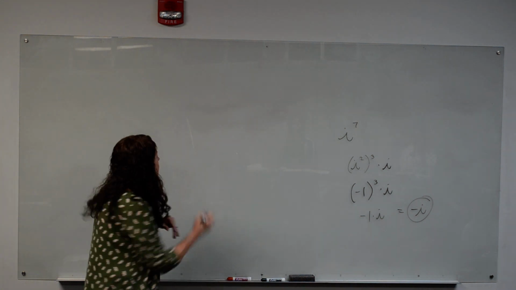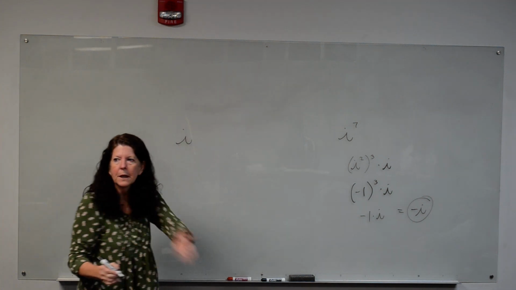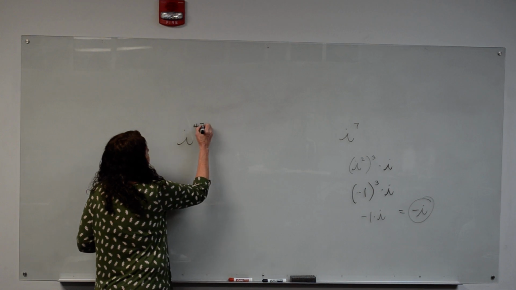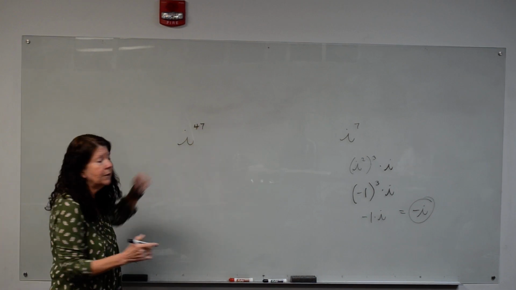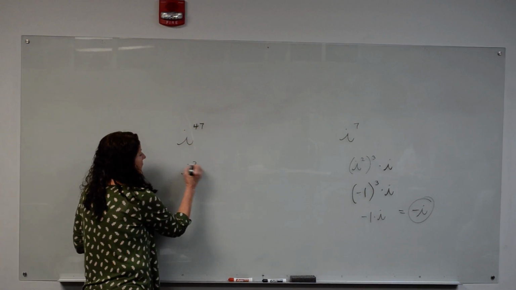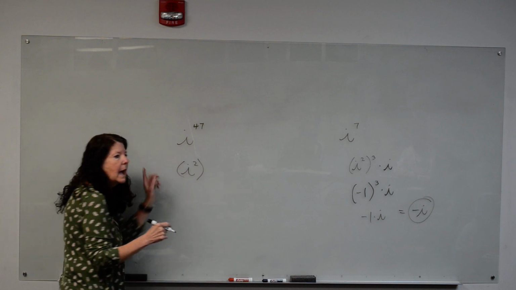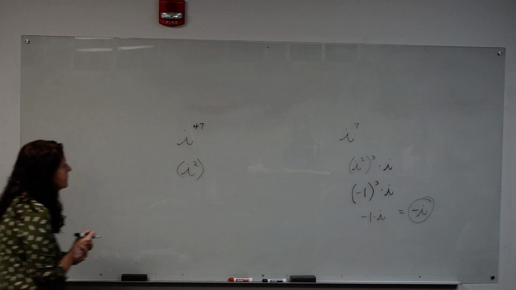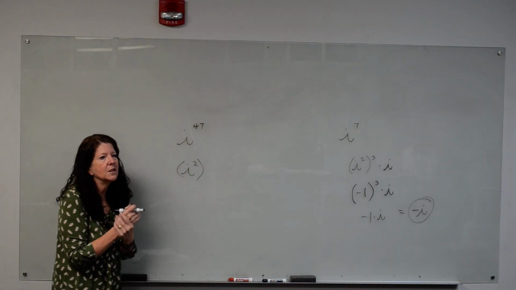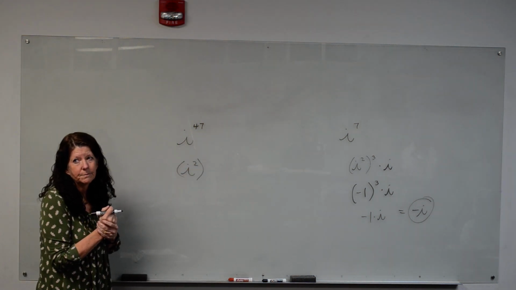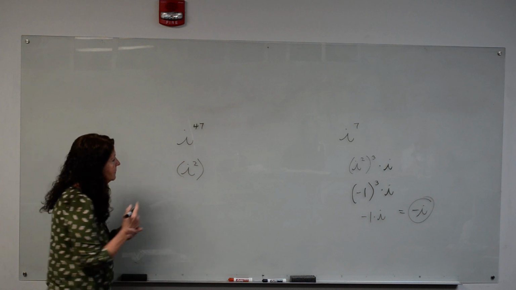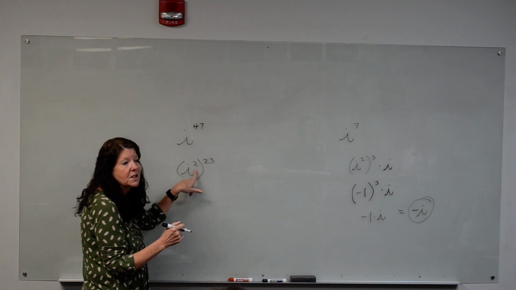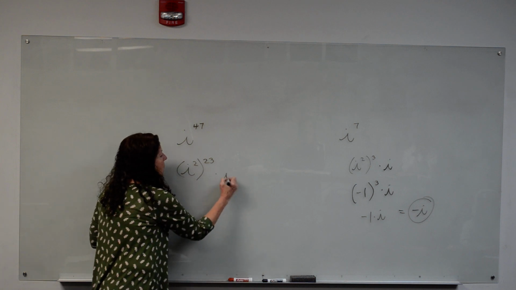Okay, name a number for me. Nathan, give me a number. 47? 47. Okay, so I want to take the 47 and write it in terms of i squared. What power do I raise it to without going over it? 2 times what comes close to 47 without going over it? 23. Okay, but that's only going to get me to 46, right? So then I need one more i.